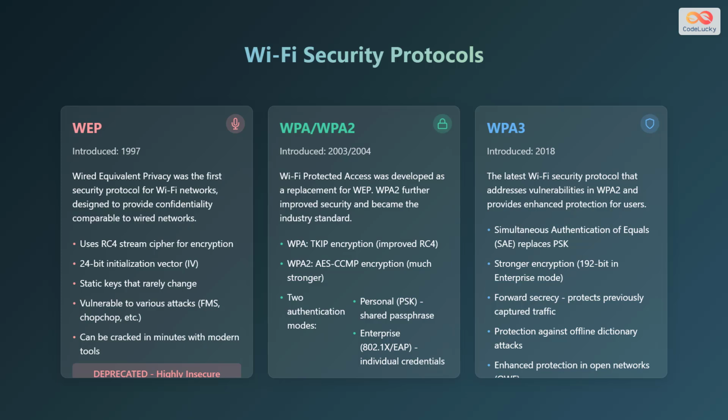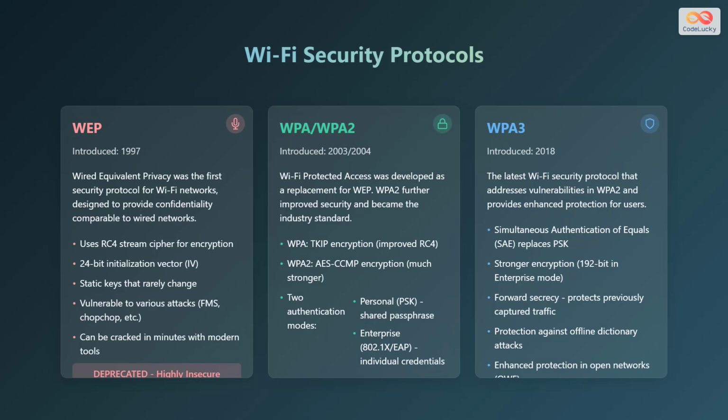There are two authentication modes: personal, which uses a shared passphrase, and enterprise, which uses 802.1X/Extensible Authentication Protocol, providing individual credentials. Wi-Fi Protected Access 2 is still widely used today and is considered the recommended minimum security.